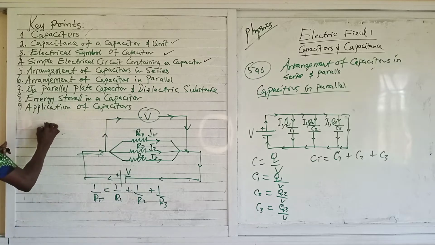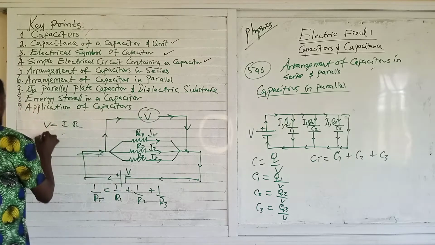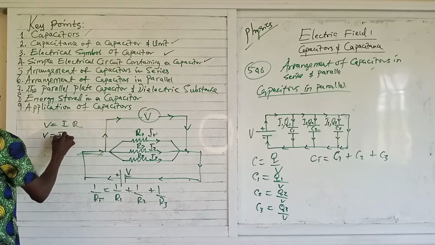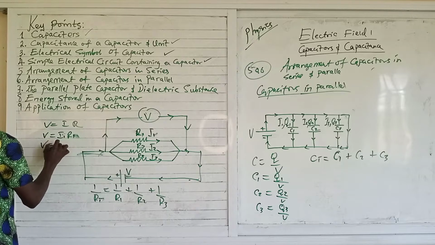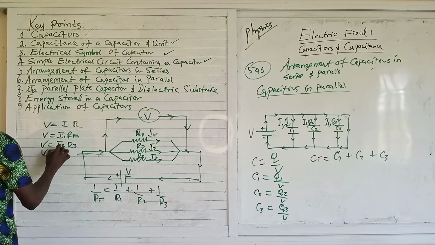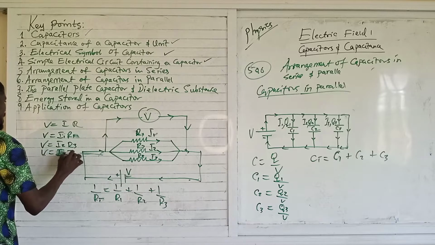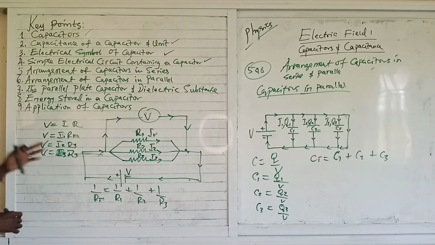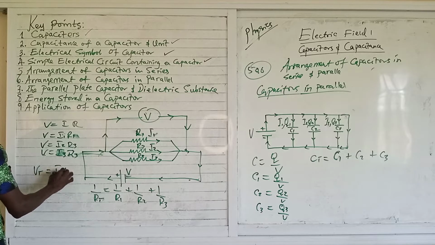From Ohm's law, V is equal to IR. Since we have a common V, we say that our V is equal to I1 R1. Your V is equal to I2 R2. Your V is equal to I3 R3. That is that for that. So that your VT is equal to what? Your IT what?